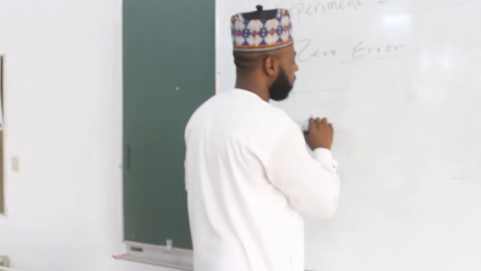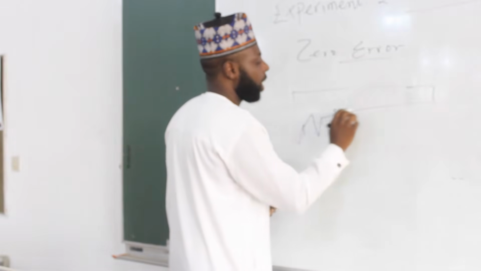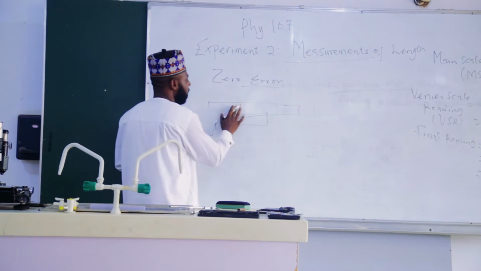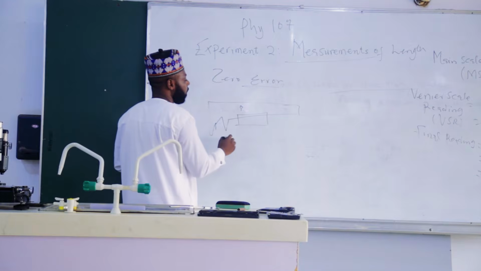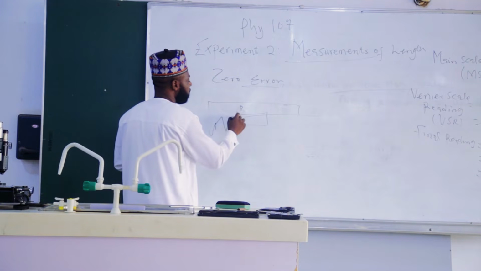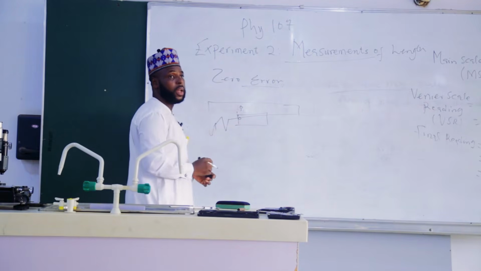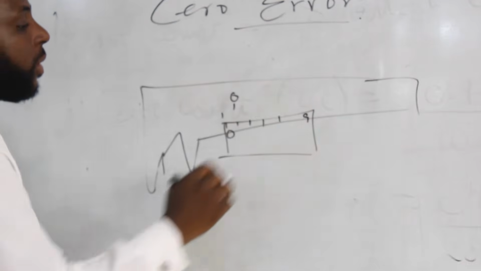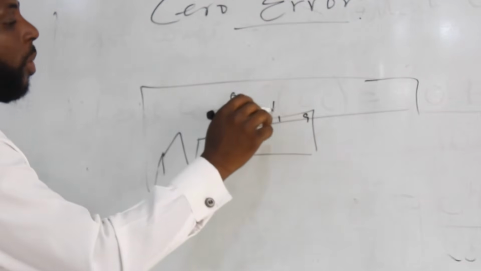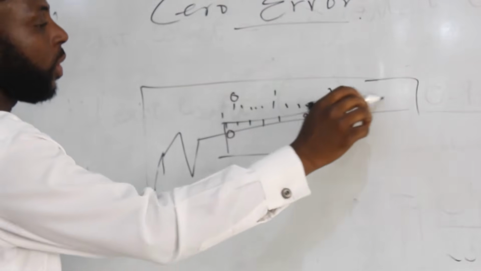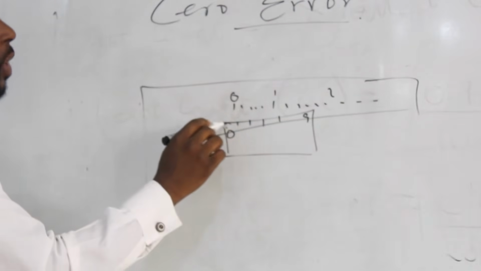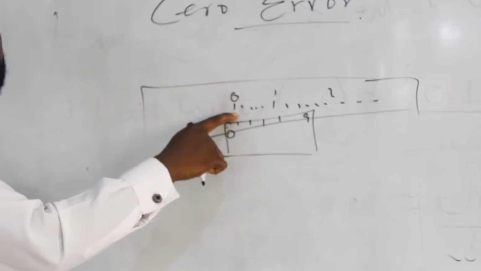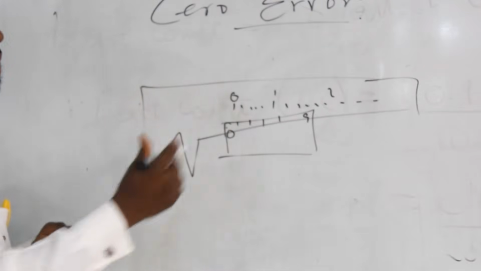Suppose that this is your main scale, and this is your main scale zero mark, and this is your zero mark on your vernier scale. So let's say this is 1, 2, 3 like that up to 9, and here these are your markings, 1, 2 in that order. So in this case, you can see that the zero mark on your vernier scale and that of your main scale are not aligning, hence there is an error.